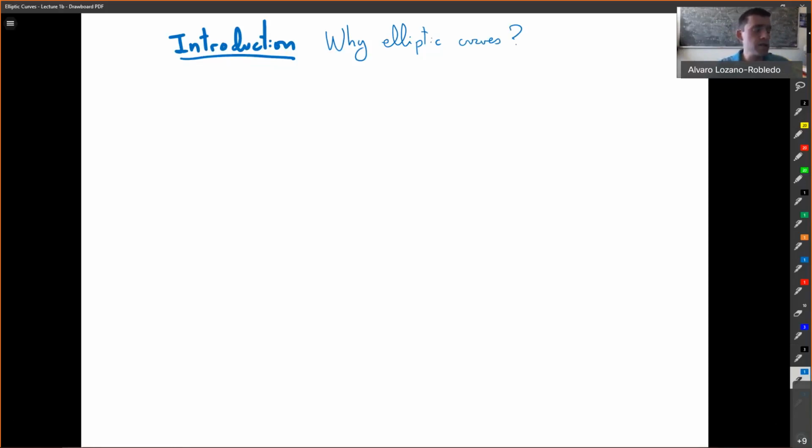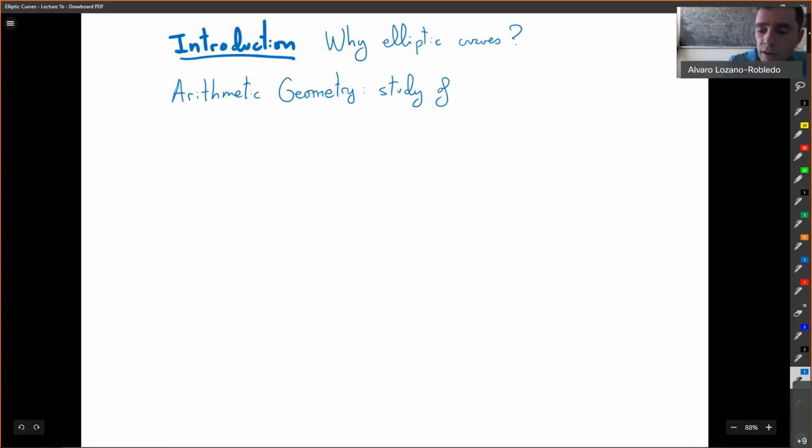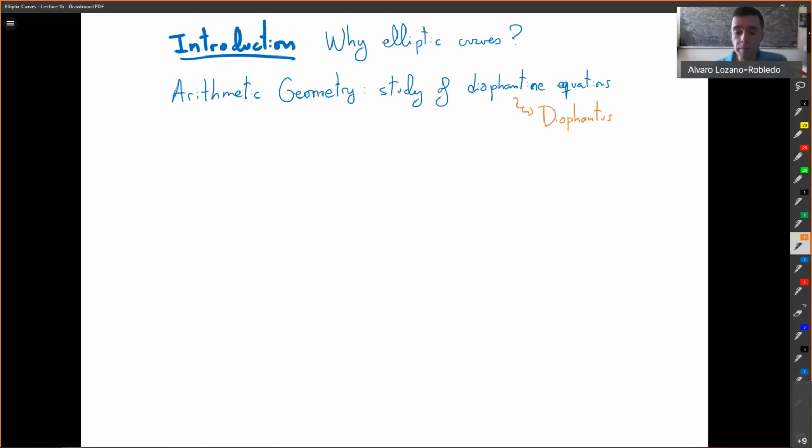of Diophantine equations. So if you're interested in what we call arithmetic geometry, which for me is the study of Diophantine equations, named after Diophantus, who was perhaps one of the first Greek mathematicians that started a systematic study of Diophantine equations.